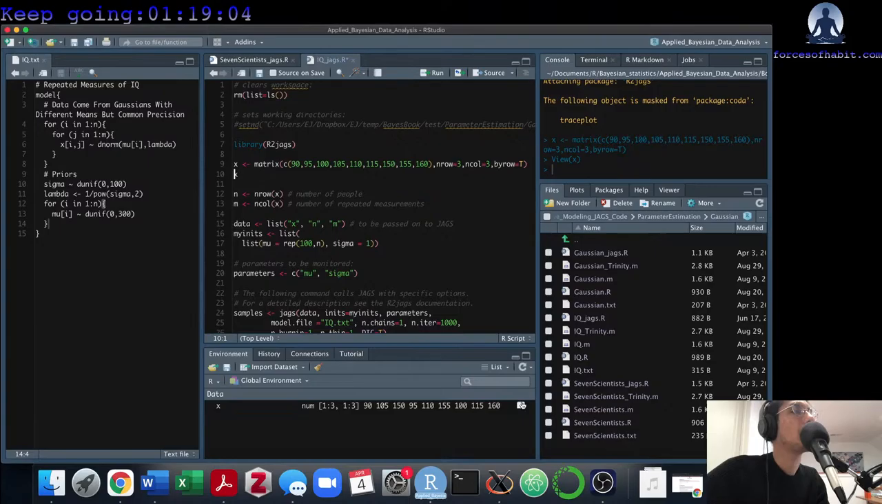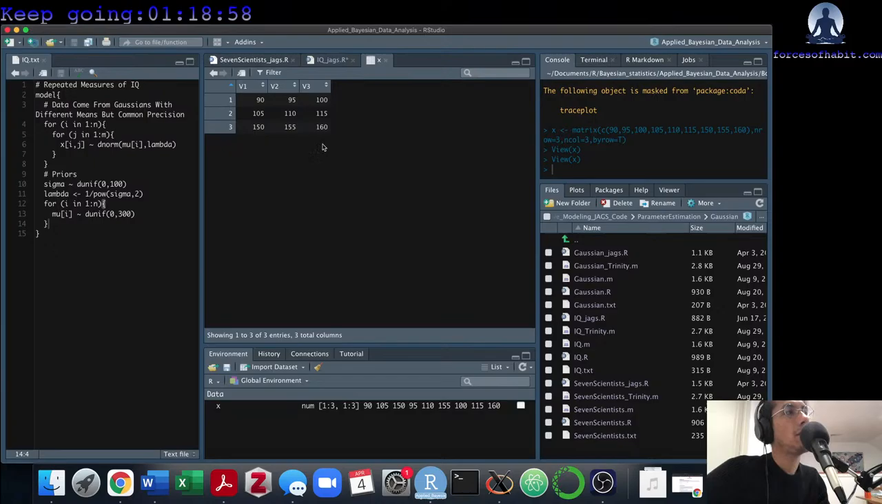So each of the rows then is an individual, and each of the columns is a measurement occasion. So V1 here is the scores in the intelligence test, first one, intelligence test second, intelligence test third. And we want to know the average for an individual and then globally how precise the measurements tend to be. So what's the spread on these measurements?